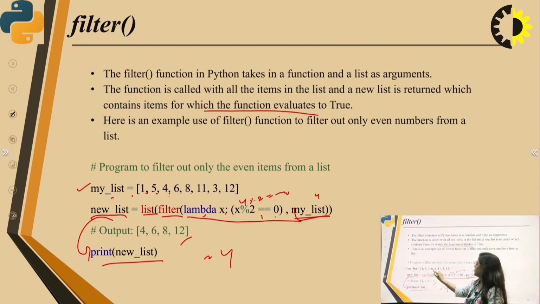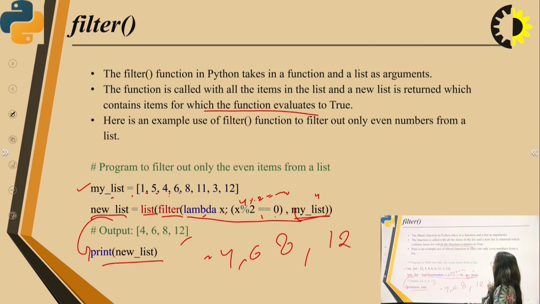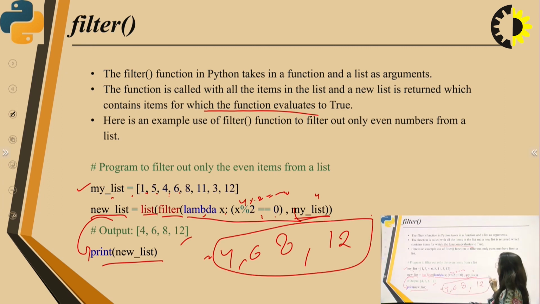Now check the next value, which is 6. 6 is equal to this. So the output is 6. Now the output is 8. At the end, the output is 12. So this is the filter of items from the given list.